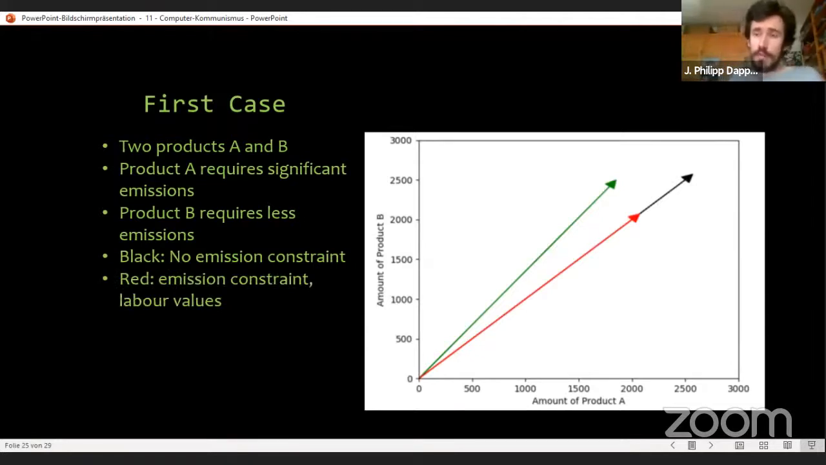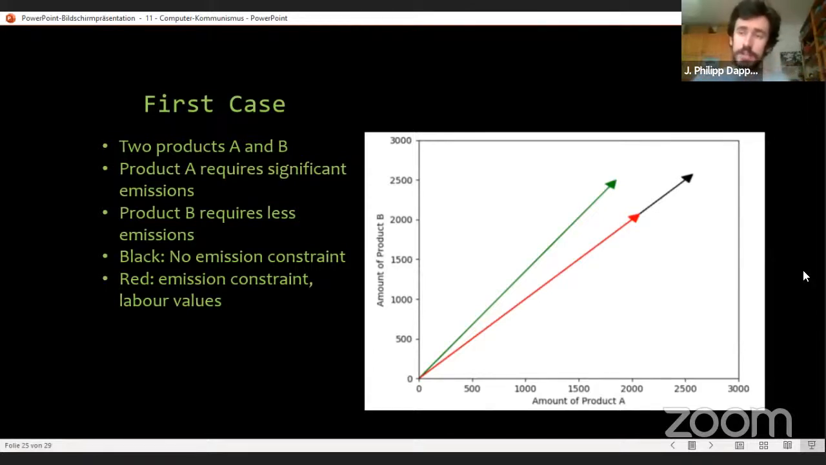In red, we then see what happens in the labor value model. We use labor values as cost indicators, but now we introduce an emission constraint. So we say we can't be emitting more than a certain amount of CO2 during production. And what happens in this case is that the proportions of A and B remain exactly the same. So we're still producing at the same proportions. We just produce less of both. That's why the red arrow is still in the same direction, but it's just slightly shorter. Okay, so we now produce around 2000 of A and 2000 of B.